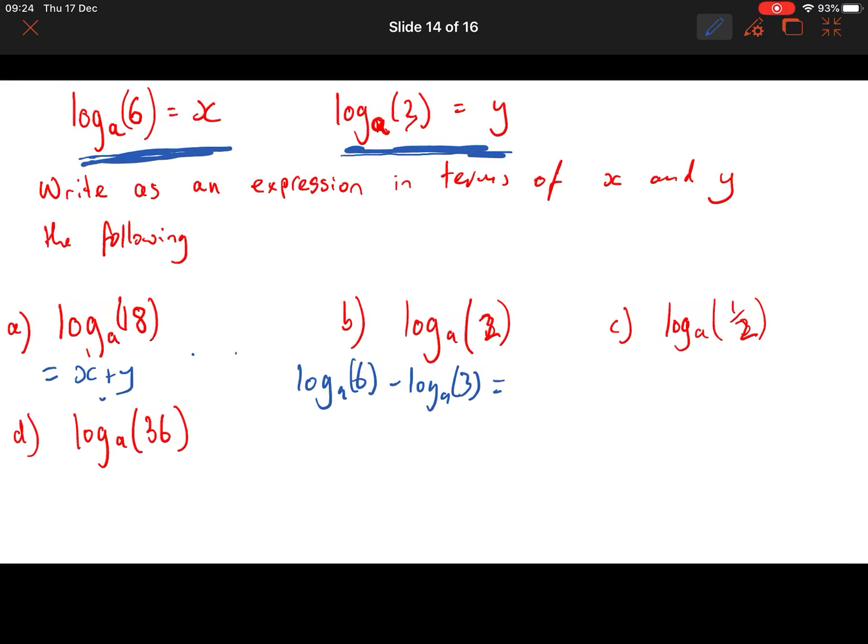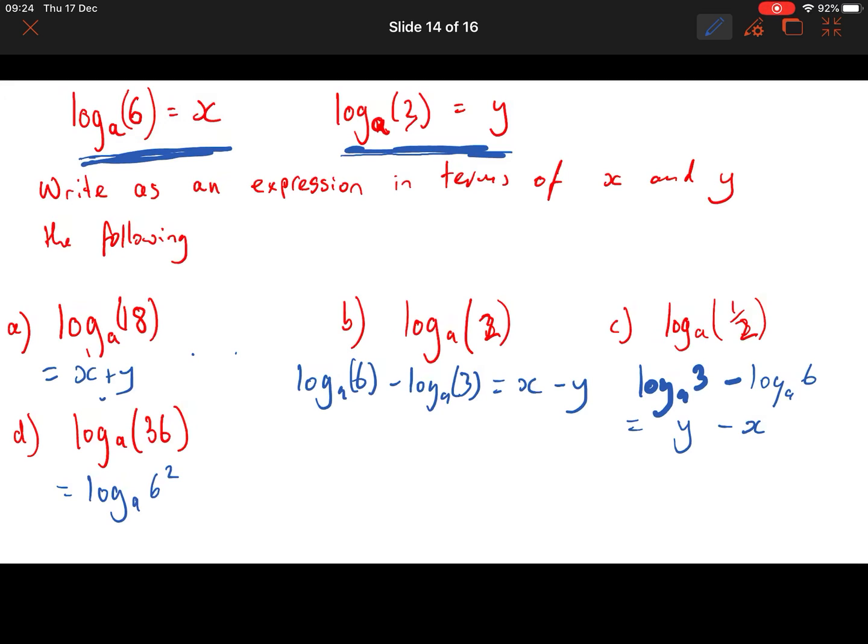Okay, log base a of 2 can be written as log base a of 6 minus log base a of 3. So that is equal to x minus y. Log base a of a half can be written as log base a of 3 minus log base a of 6, which is equal to y minus x.